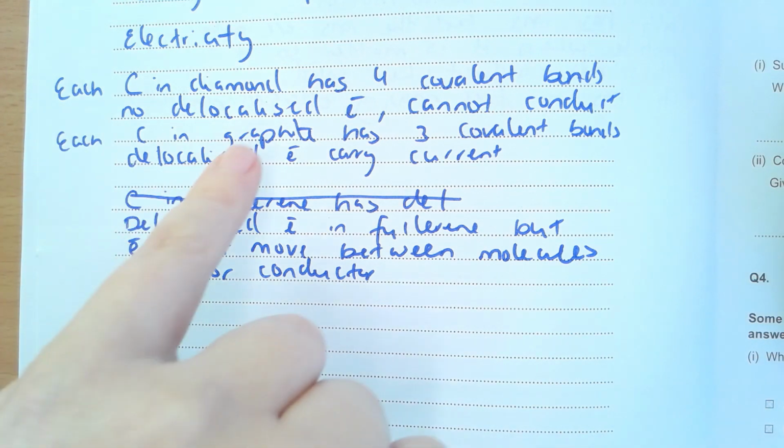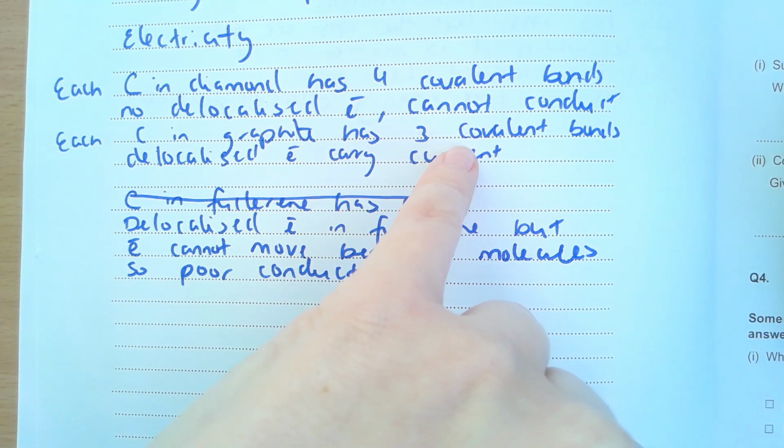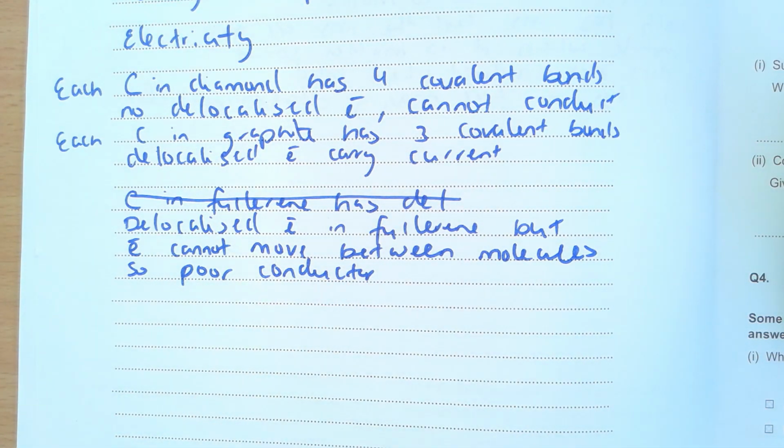But in graphite, each carbon is only forming 3 covalent bonds. There will be an electron left over from each carbon, so you've got lots of delocalized electrons. You don't just say there's 1 delocalized electron. That's not true. You've got millions of carbons, and each carbon has a delocalized electron, so they will carry current.